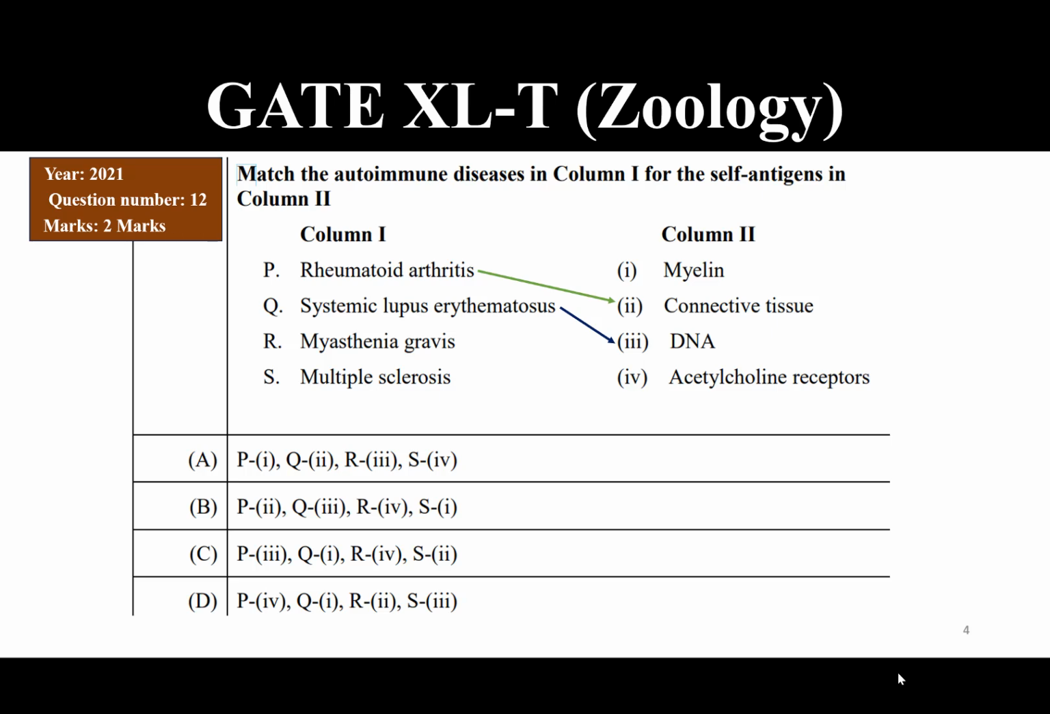Next is myasthenia gravis, for which we had seen it was a neuromuscular junction disorder or disease. And the last one, multiple sclerosis, is myelin because it affected the myelin sheath. So the answer to this question is B.